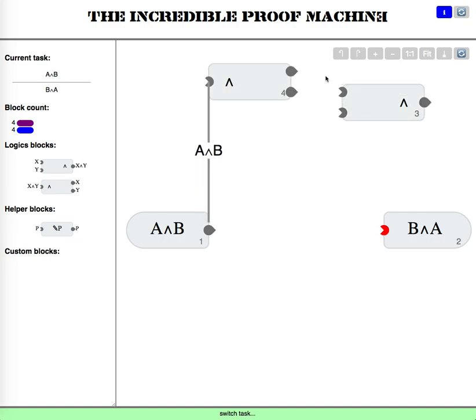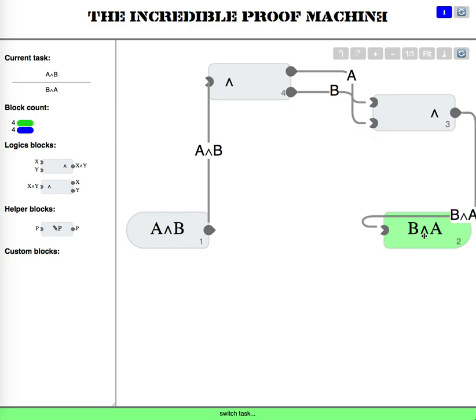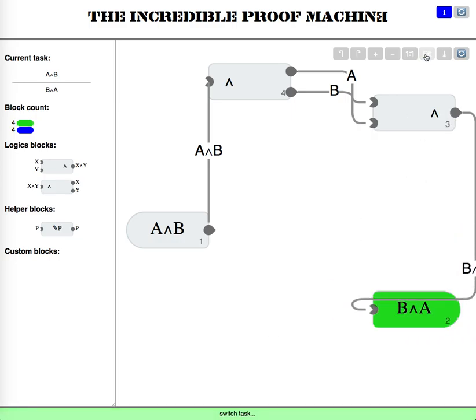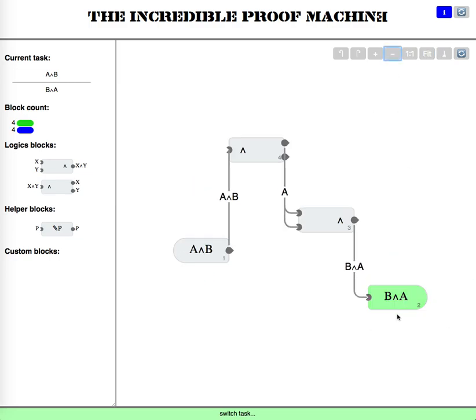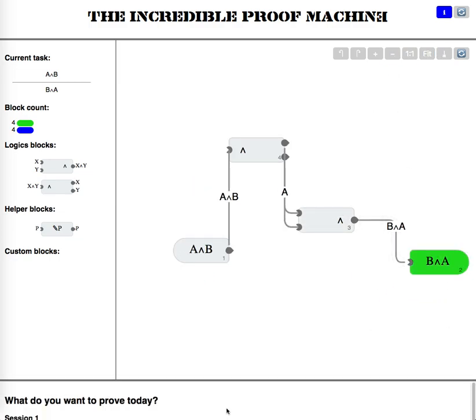So given A and B, we can split A and B separately and then combine them again. But this time I'm going to do it in a different order. So B and then A, like that. So they're crisscrossed. Right? And then connect that there. So it's not really fitting very well. But you get the idea.